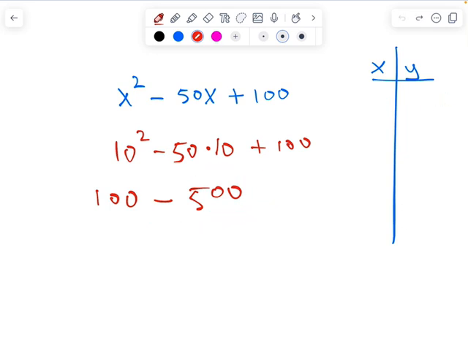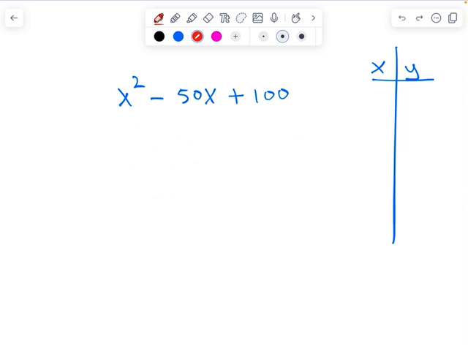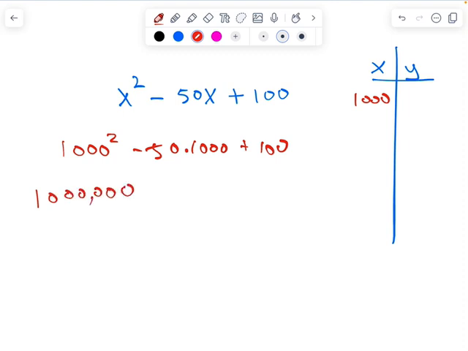But now what if x is a really big number? Let's just pick something like 1,000. If x is 1,000, this is 1,000 squared minus 50 times 1,000 plus 100. Well, in that context, 1,000 squared has 6 zeros. That's going to be 1,000,000. This is going to be 50,000, and then 100.